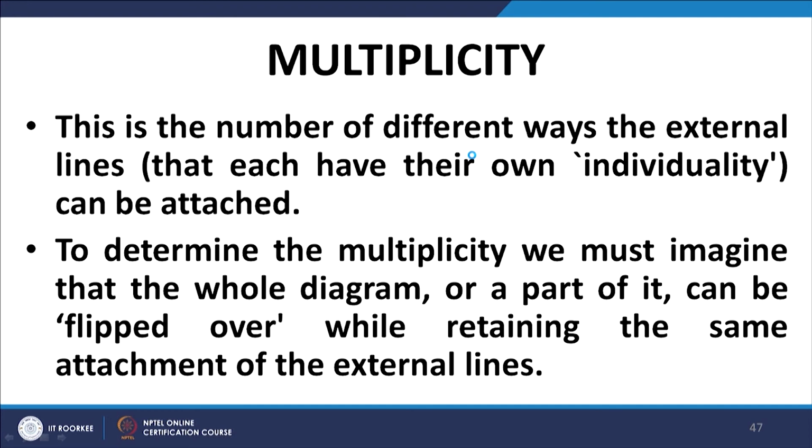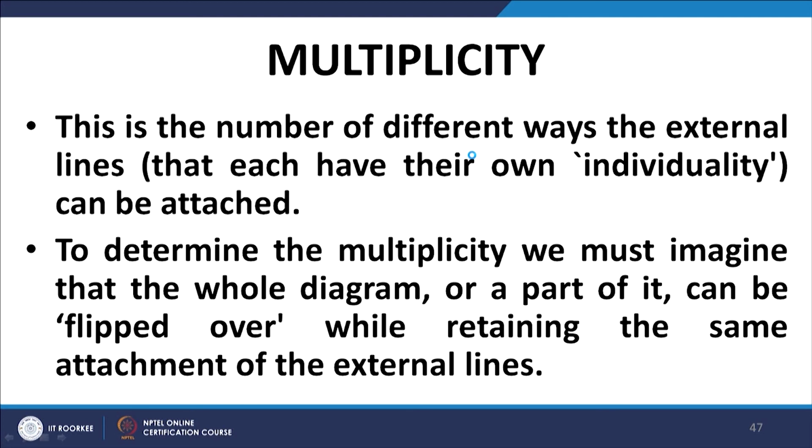So, we talked about the symmetry factor, and the symmetry factor basically relates to the internal composition of the diagram, how many ways you can manipulate the diagram without disturbing its original structure, its original form in a sense. Multiplicity relates to the external legs of the diagram. It is the number of ways in which the external legs, external lines can be attached in the diagram. So, the symmetry factor relates to the internals of the diagram, multiplicity relates to the externals of the diagram.